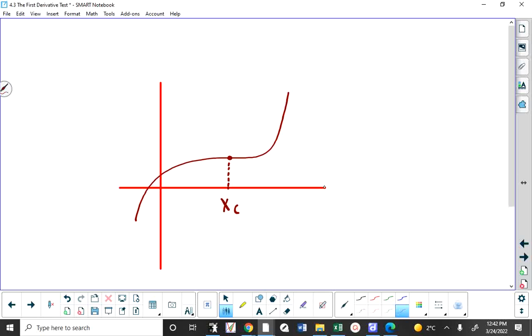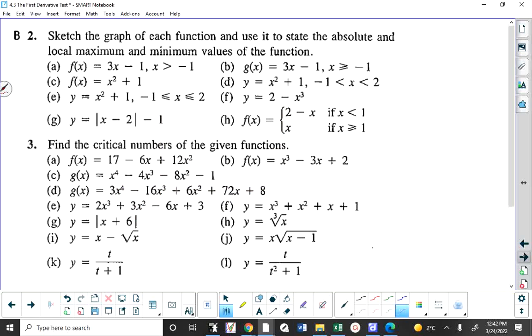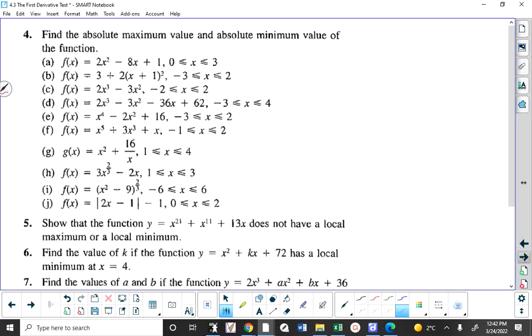Just to finish this off, remember, all critical points are not necessarily max-min, but every max-min must be a critical point. If you have a closed interval like any of these in number 4, there's no need to construct the first derivative table. You're simply figuring out what f of the critical value of x is for every single critical value of x. And whichever function value is the greatest, that will be the absolute maximum. Whichever is the least, that will be the absolute minimum.